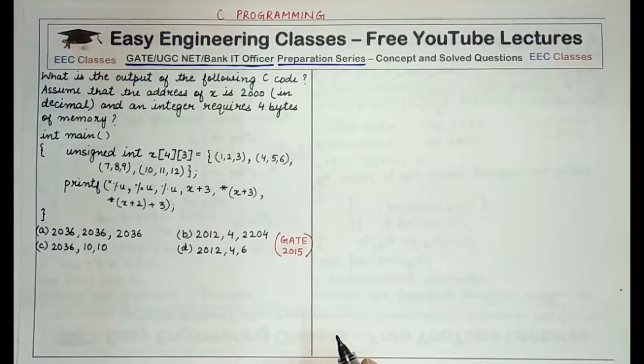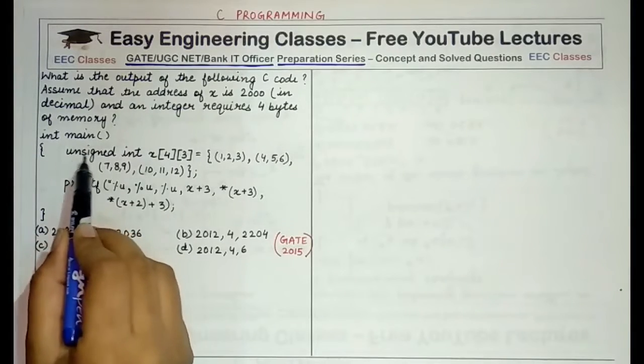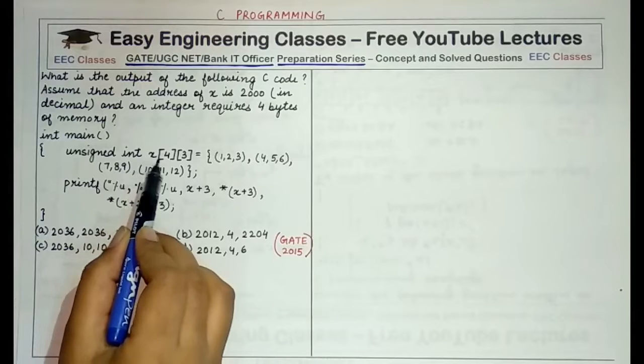The question says, what is the output of the following C code? Assume that the address of X is 2000 in decimal and an integer requires 4 bytes of memory. So the code is, you are given a function main, int main, inside main, unsigned int x[4][3].